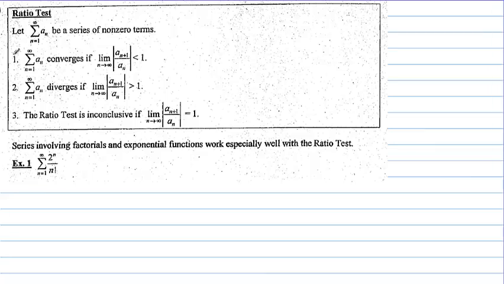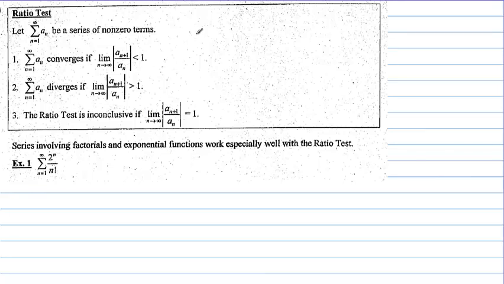There are three cases that we have. Number one, the series converges if the limit as n approaches infinity of a sub n plus 1 over a sub n is less than 1. The series diverges if the same thing is greater than 1. On number 3, the ratio test is inconclusive if it is exactly 1.